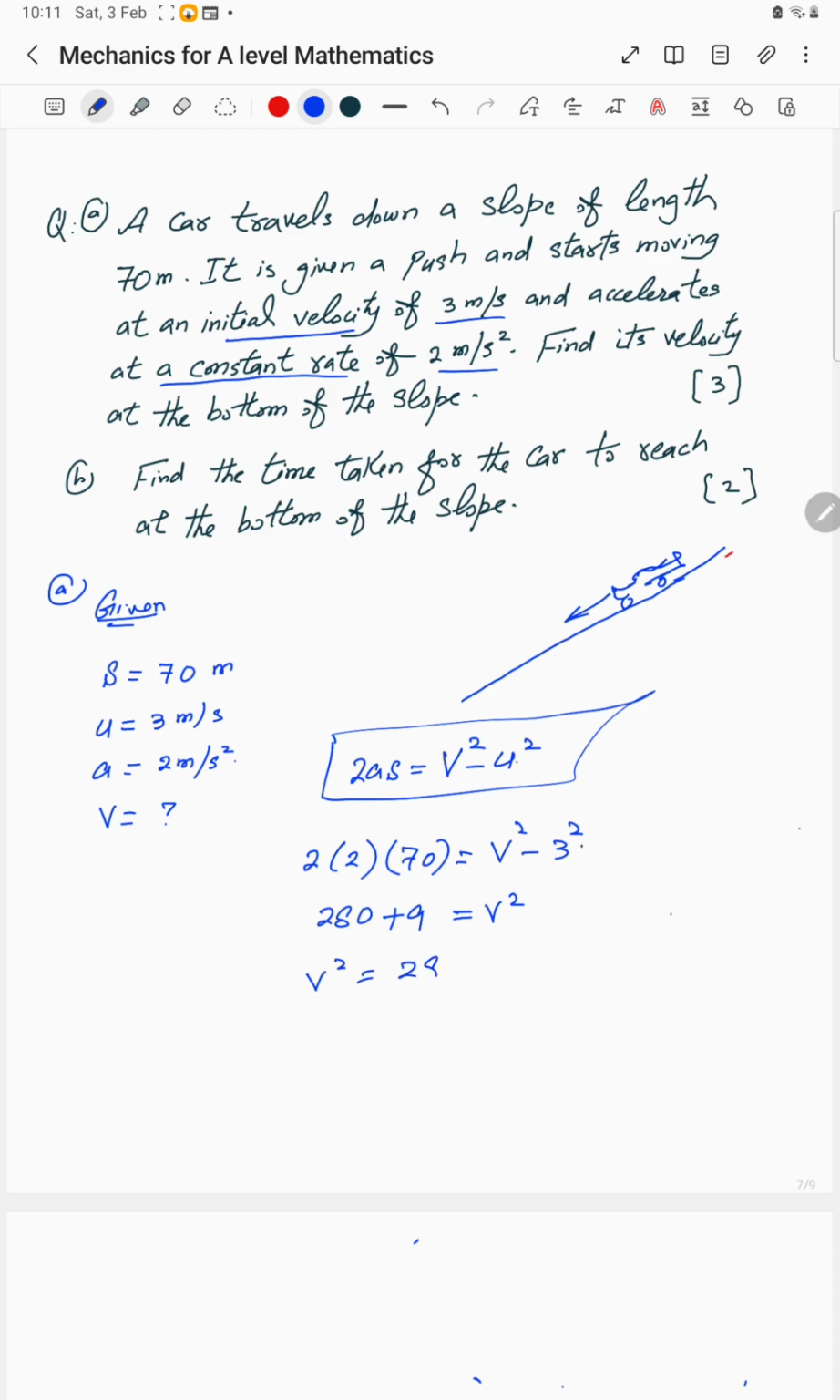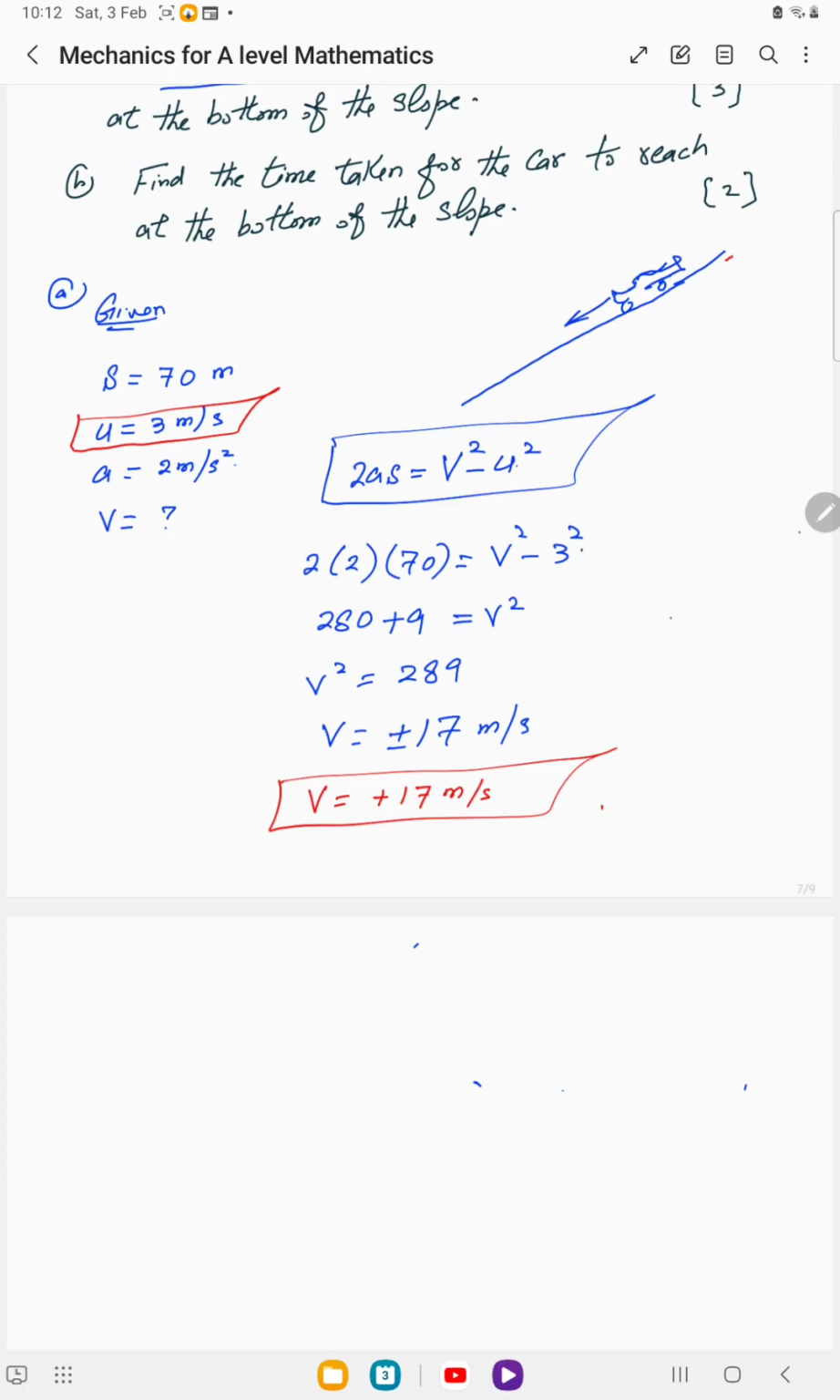So v square is 289. Taking the square root on either side, we are looking for the velocity. So it can be plus or minus, because velocity is a vector quantity. But we know the initial speed was 3 meter per second, which was positive, so the final will be more than that. So v will be taken as plus 17 meter per second as the final answer for this problem. I hope you got it.